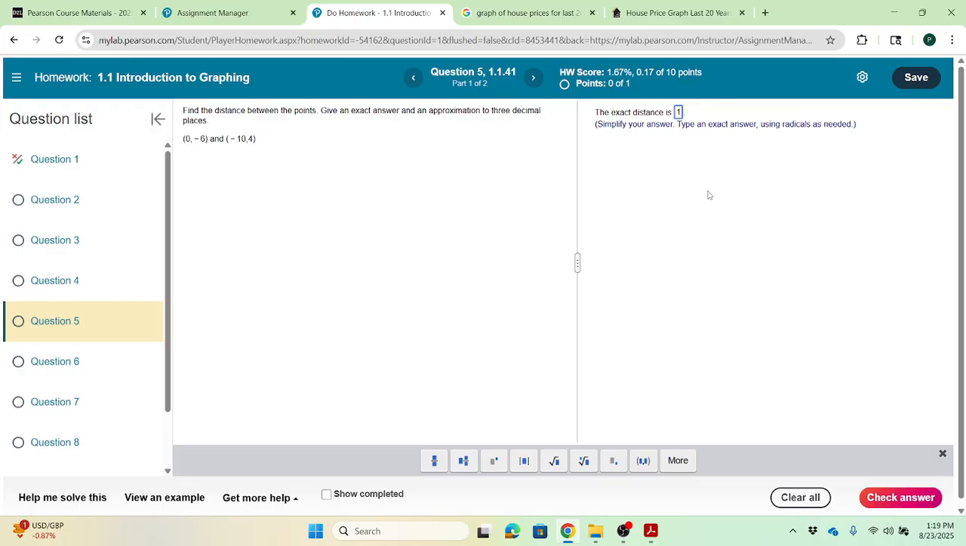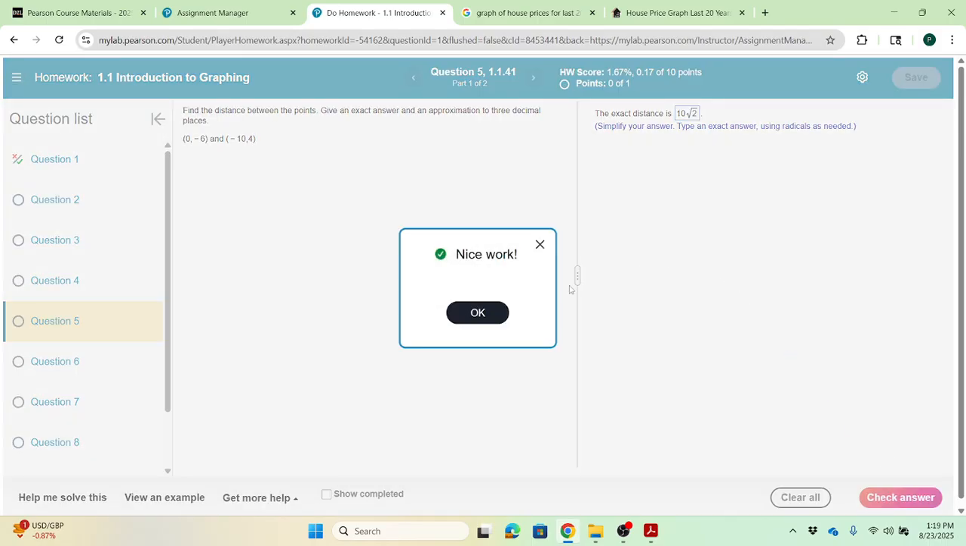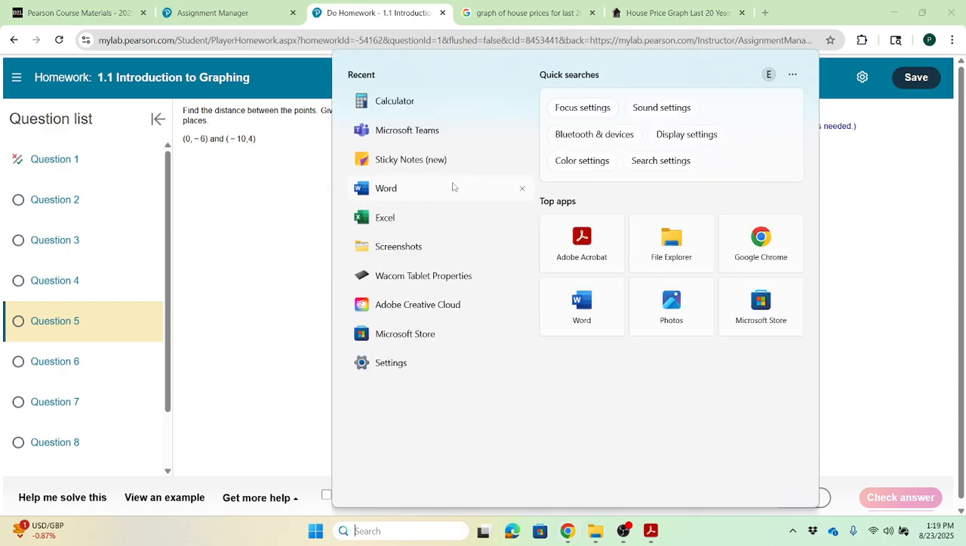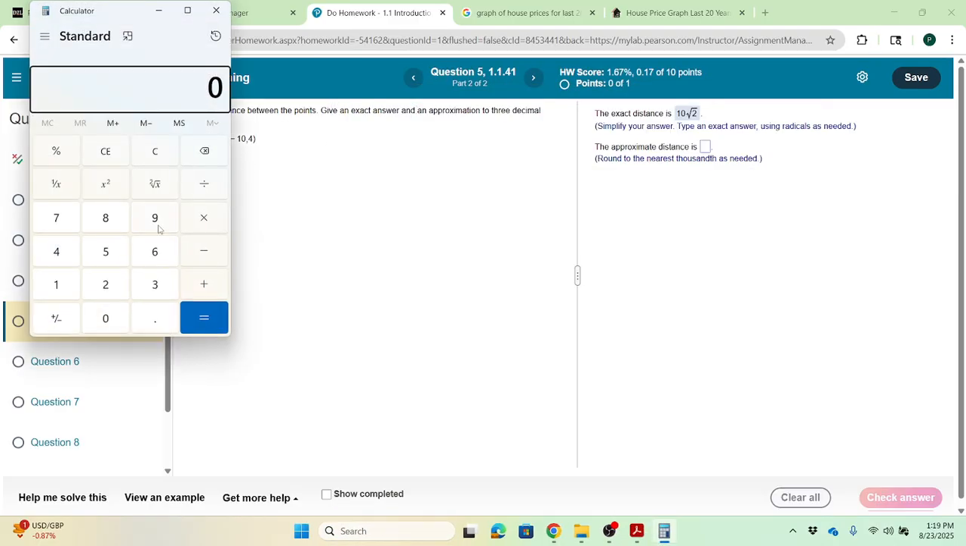So what is the answer? The answer is 10 times square root of 2. This is the exact answer. They also ask you to find the approximation. Approximation means just use a calculator and type 10 times square root of 2.